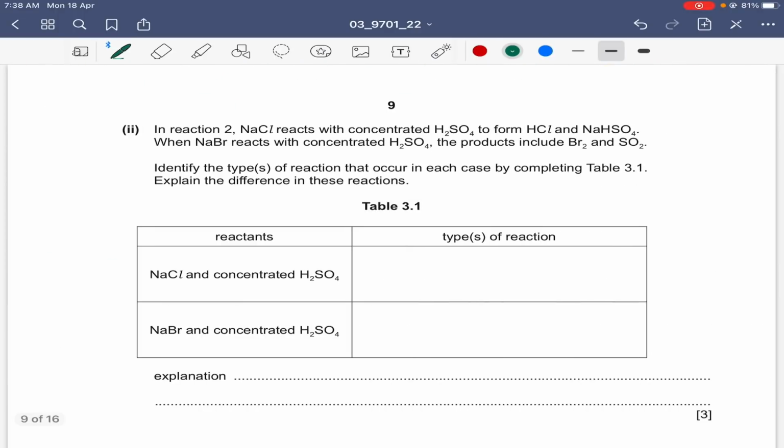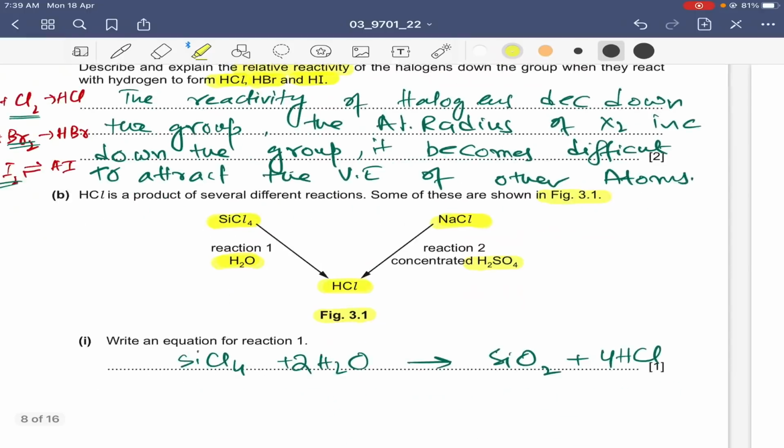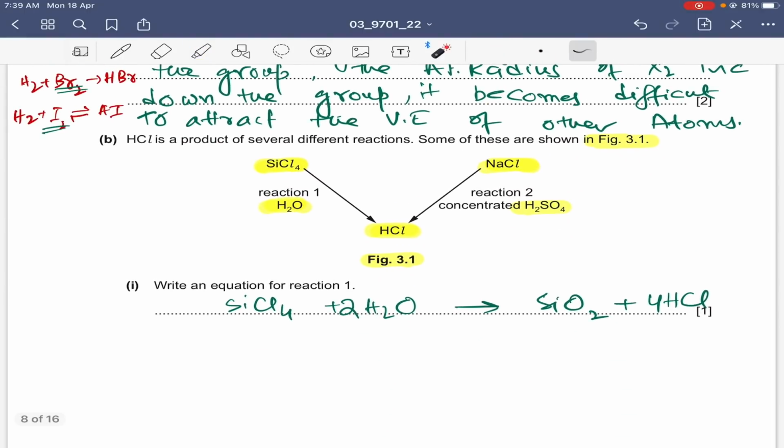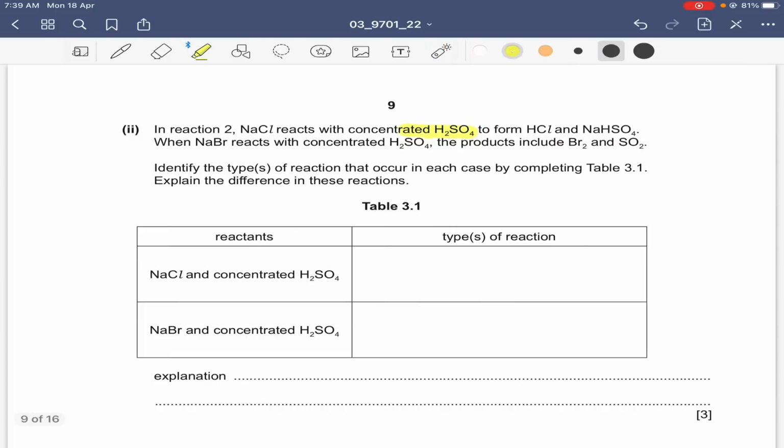Okay, so the next part is in reaction 2, NaCl reacts with concentrated sulfuric acid. In reaction 2, where NaCl is reacting with concentrated sulfuric acid, we get HCl. So NaCl reacts with concentrated sulfuric acid to form HCl and NaHSO4, sodium hydrogen sulfate. When NaBr reacts with concentrated sulfuric acid, the products are bromine and sulfur dioxide.